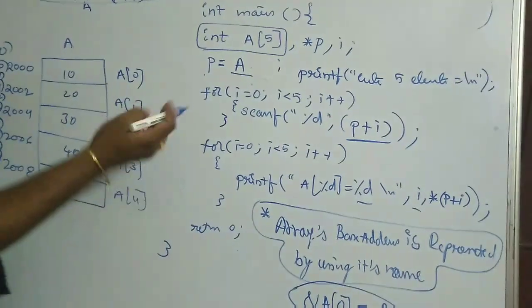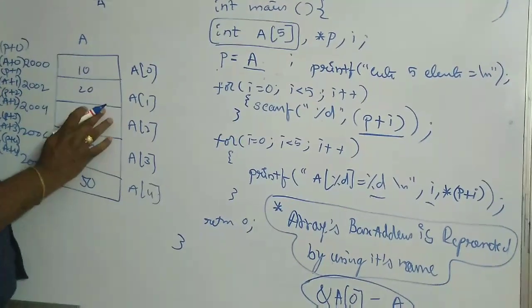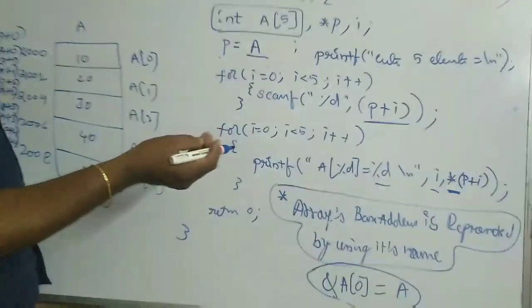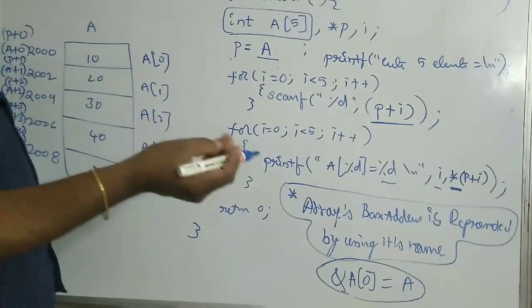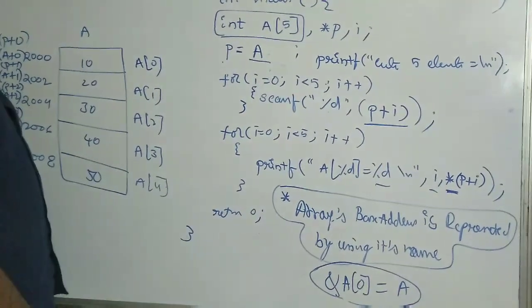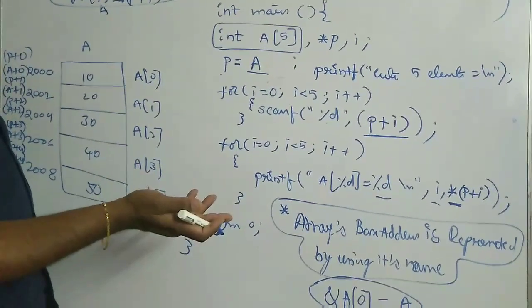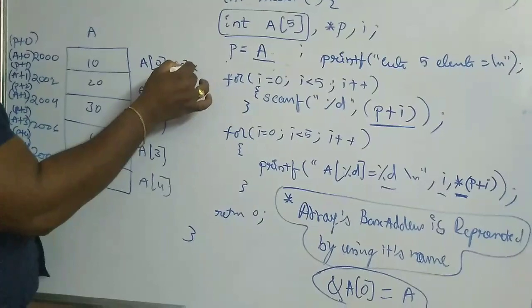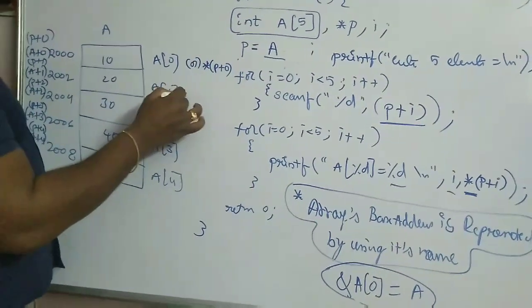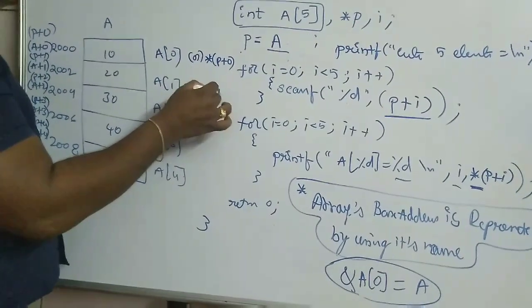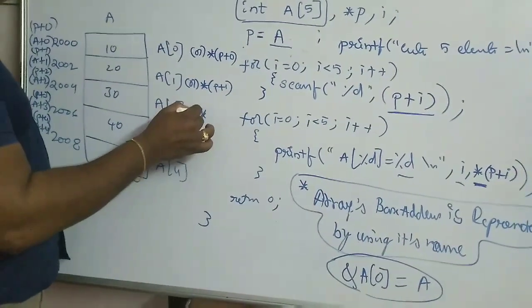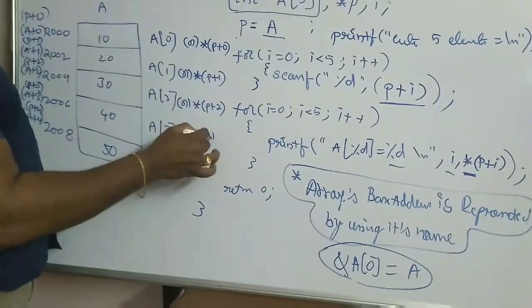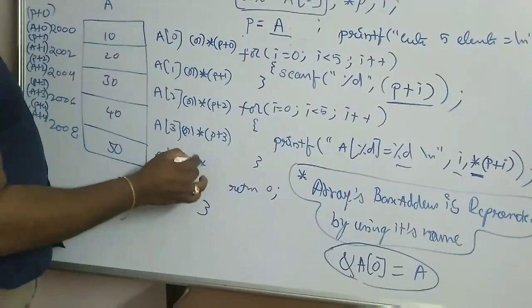Similarly, if I want to get the value at this address, all I have to do is just add the star. So we have already seen how you access the value of a variable just by putting the star of the pointer name. Star P is nothing but value of the variable. Similarly here, star of P plus I becomes the value of the elements. So this A of 0 can be called as star of P plus 0, and this can be called as star of P plus 1. This can be called as star of P plus 2. This can be called as star of P plus 3. This can be called as star of P plus 4.